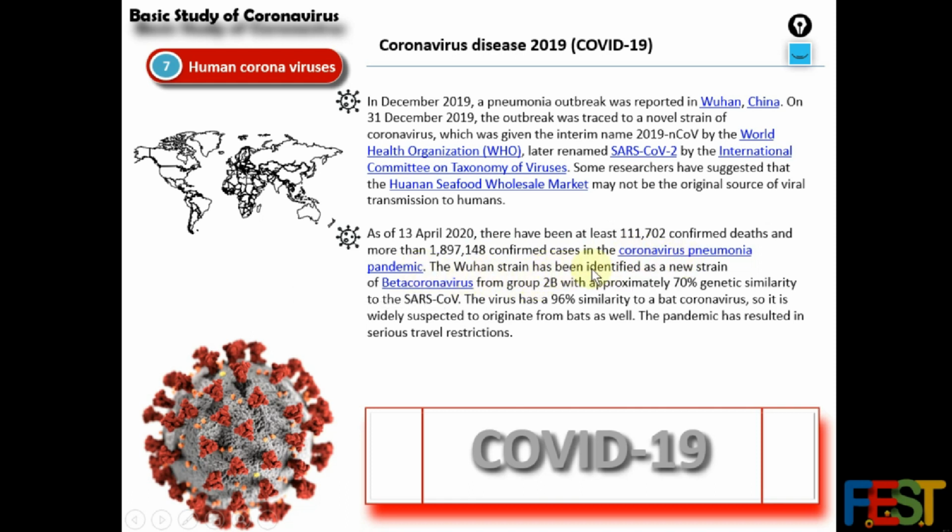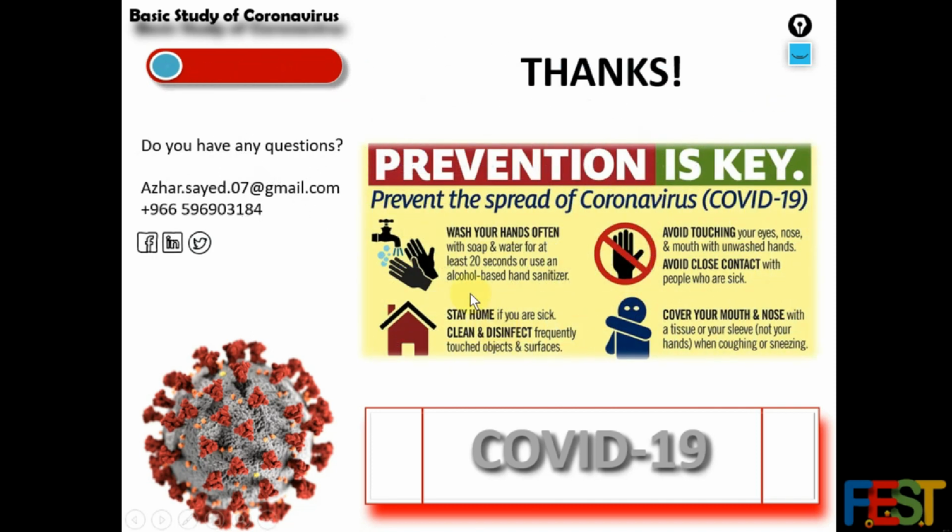The Wuhan strain has been identified as a new strain of beta coronavirus from group 2B, with approximately 70% genetic similarity to SARS-CoV. The virus has 96% similarity to bat coronavirus, so it is widely suspected to have originated from bats as well. The pandemic has resulted in serious travel restrictions. So this is all about the basic study of coronavirus.